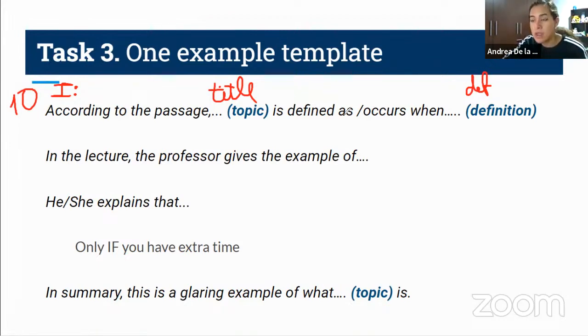You will have to say, according to the passage, behavior modification occurs when individuals learn through experience, or when individuals modify their behavior based on what they've learned about the consequences of that behavior. That should be your introduction, just the title and the definition, okay? Any questions so far?